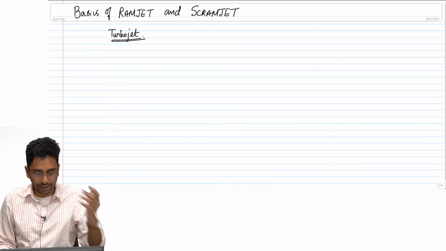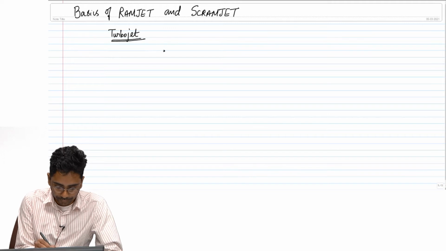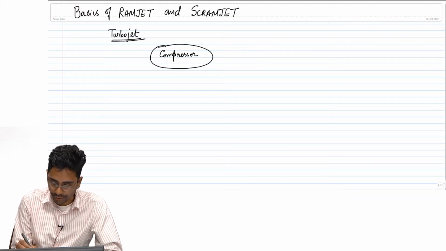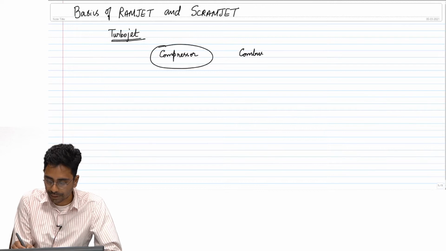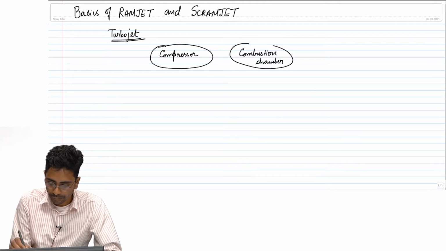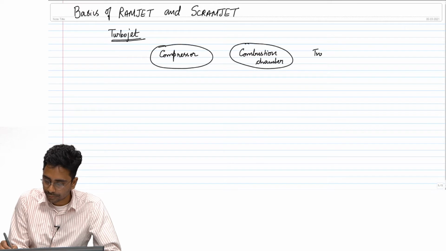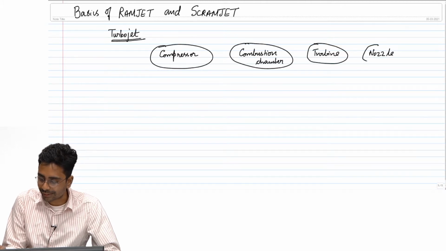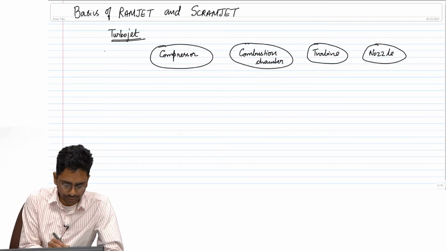As you all very well know, a turbojet engine has a compressor followed by a combustion chamber where enthalpy is added, then there is a turbine, and there is a nozzle through which the exhaust is expanded and thrust is produced. Of course, you can also say there is an intake of some form.